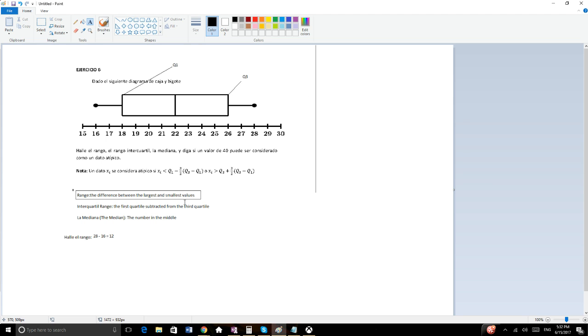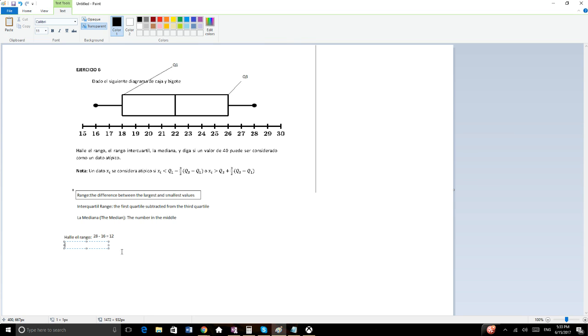So to find the interquartile range, it's the exact same thing we did for the range. We just used the numbers for Q3 and Q1. So in this case, it's going to be 26 minus 18. Okay, so interquartile range.